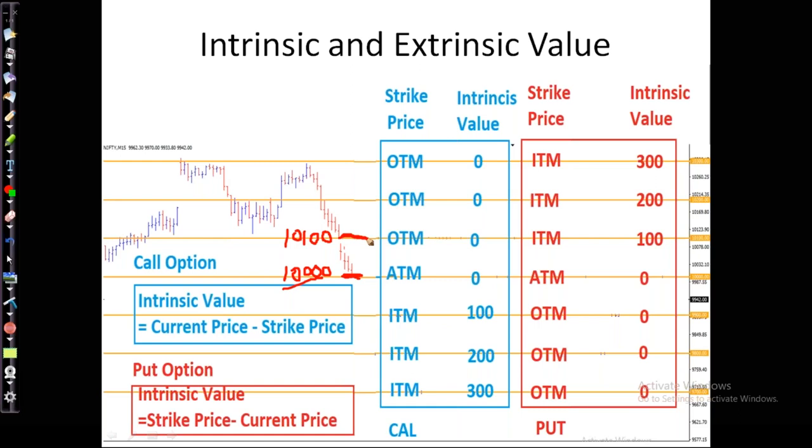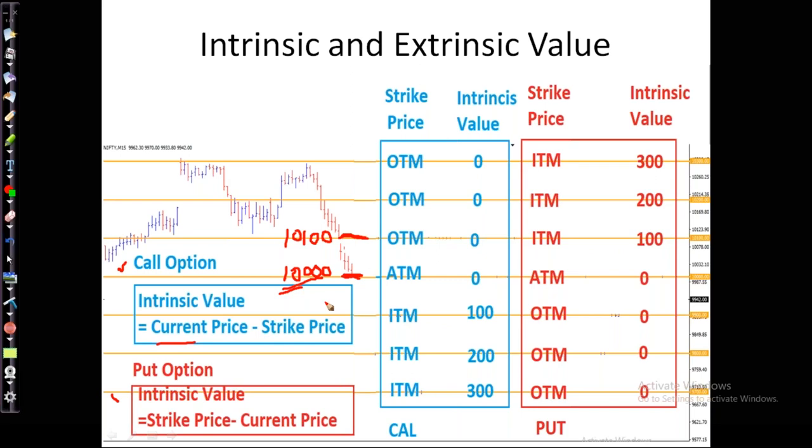Remember, in out of the money there is no intrinsic value. All right, there is only extrinsic value. What is the meaning of extrinsic and intrinsic value? How do we determine this one? See, intrinsic value, in a call option, remember, intrinsic value is equal to current price minus strike price. What is the current price? 10,000 is the current price.